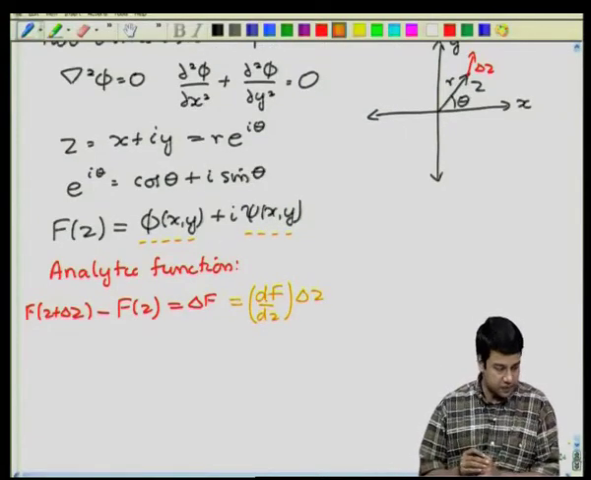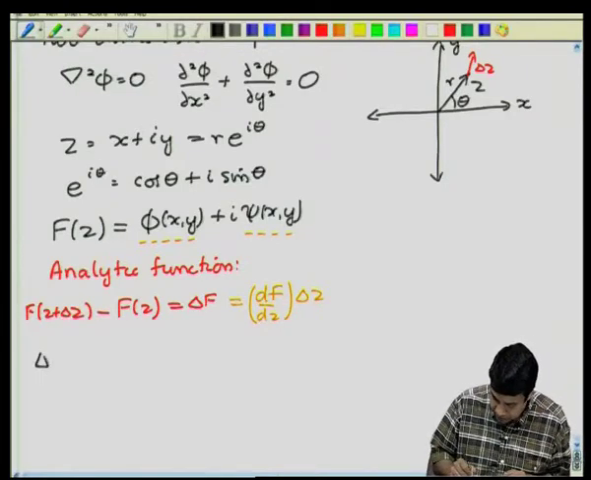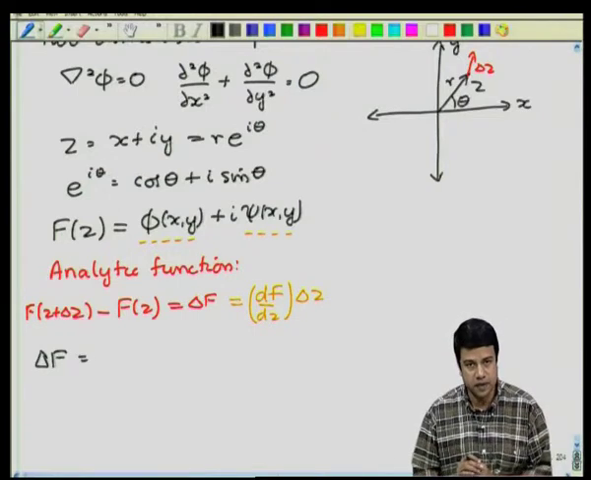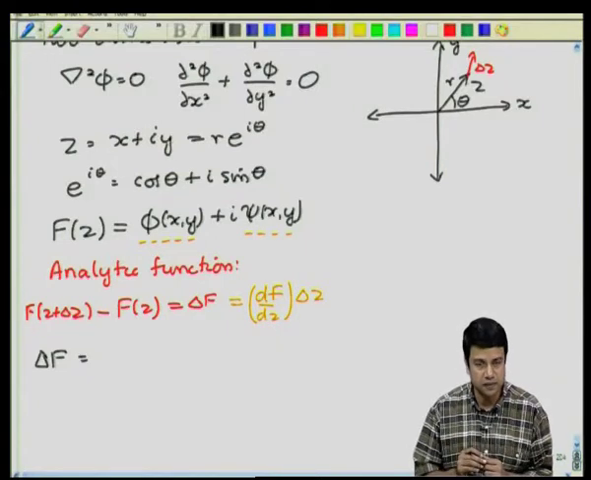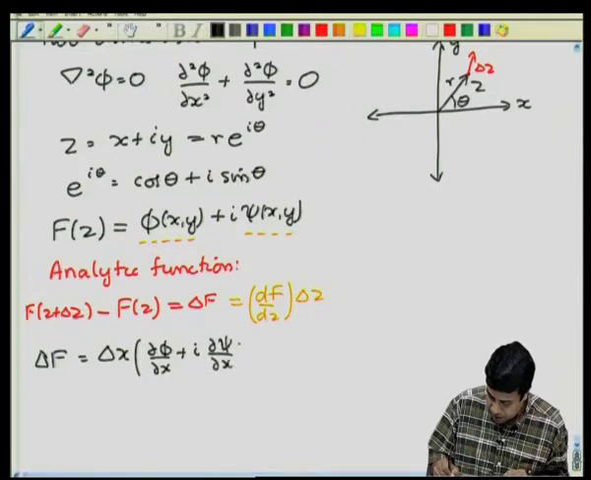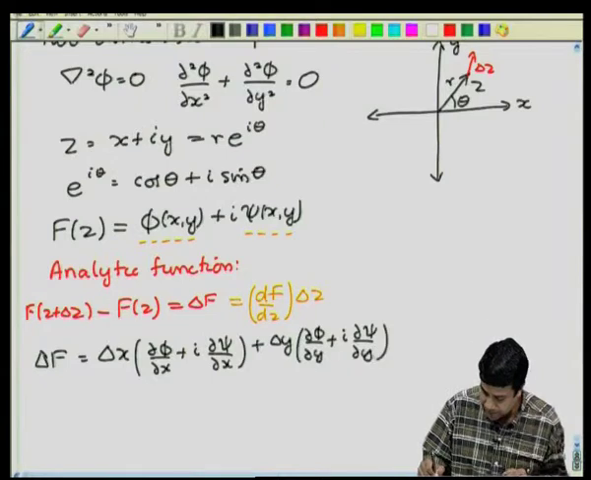So, what is delta f, the change in f? If I write f as phi plus I times psi, the change in f is going to be equal to delta x times partial phi by partial x plus I partial psi by partial x, plus delta y times partial phi by partial y plus I partial psi by partial y.